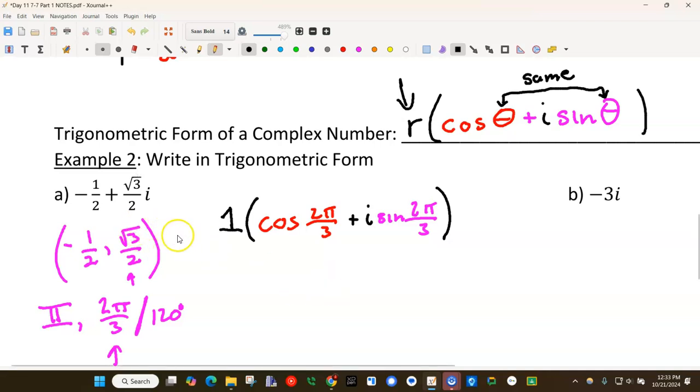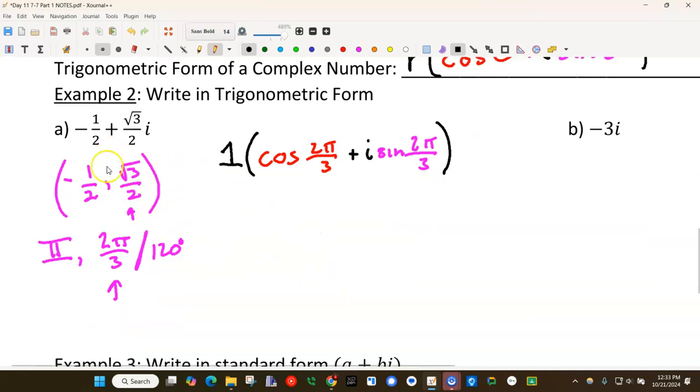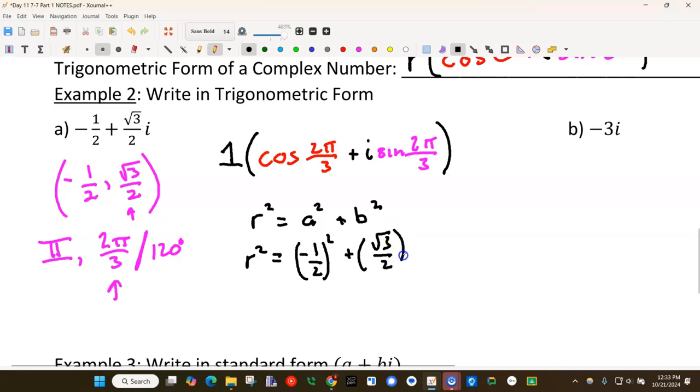Now let's say you didn't know that. You kind of forgot. How do you find the radius manually? Okay? So you can say r squared equals a squared plus b squared. Right? Or x squared plus y squared. It's just Pythagorean theorem. So that would work as well. So we'd have -1/2, that's the real, plus root 3 over 2, that's the imaginary, and do the math.